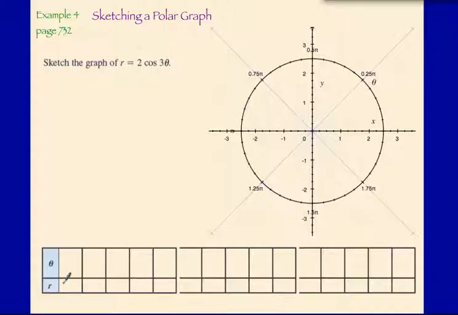Actually it's 0, 2, my bad. But the point is, boys and girls, that you know that that's pi over 6. The next number will be 2 pi over 6. The next 3 pi over 6. The next 4 pi over 6. So let's set this up.